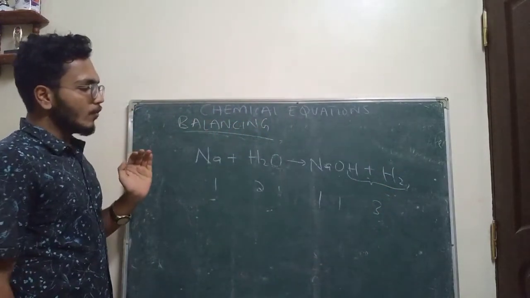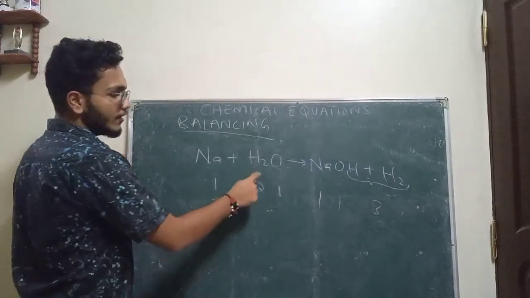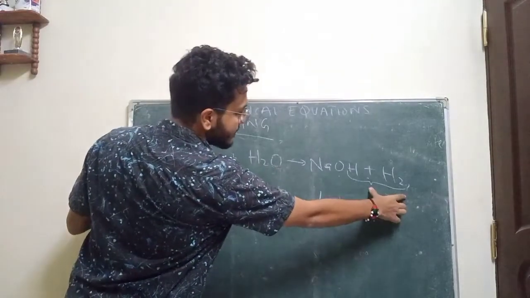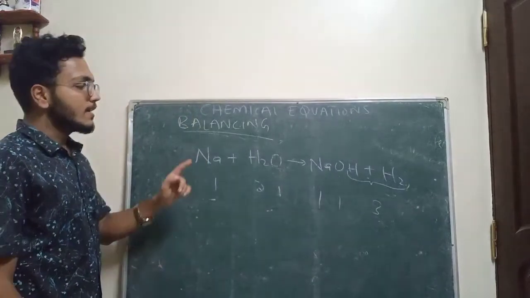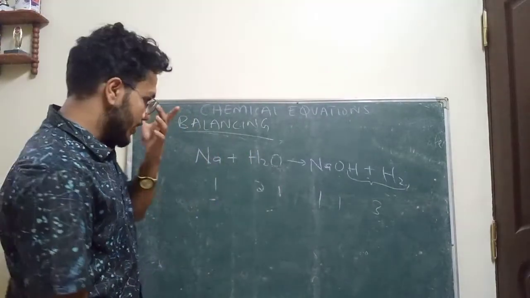So what do you have to balance? Your sodium atoms have been balanced. Your hydrogen are not balanced because here reacting are 2 and product is 3. Your oxygen is 1 and 1, so your oxygen is also balanced. So what do you have to balance? You have to balance your hydrogen atoms.